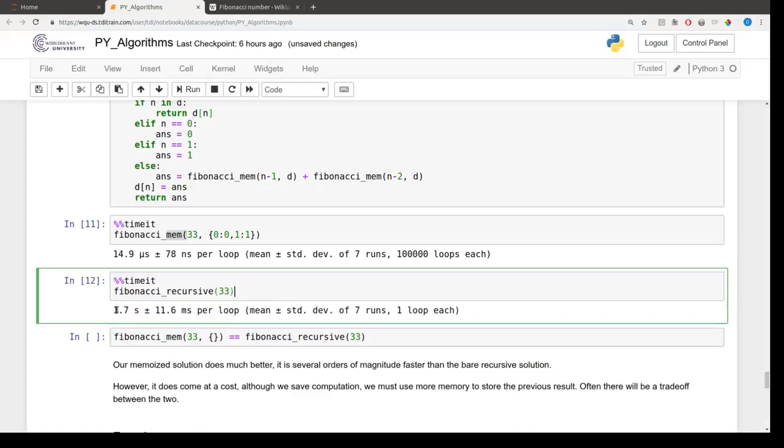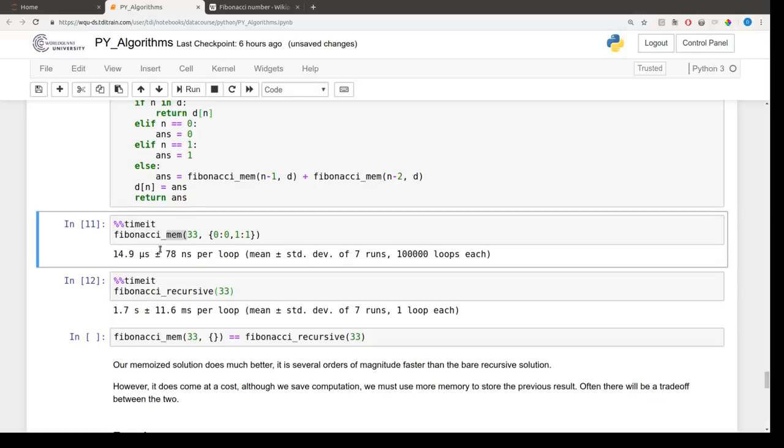Meanwhile, the recursive solution took on average 1.7 seconds. So it was about 10,000 times slower. Or actually, it's about 100,000 times slower than the memoized version. This is a huge difference.